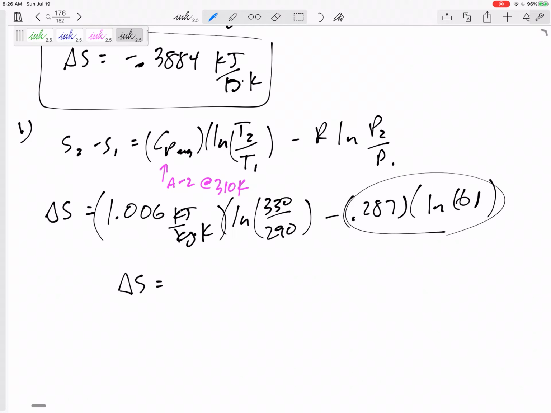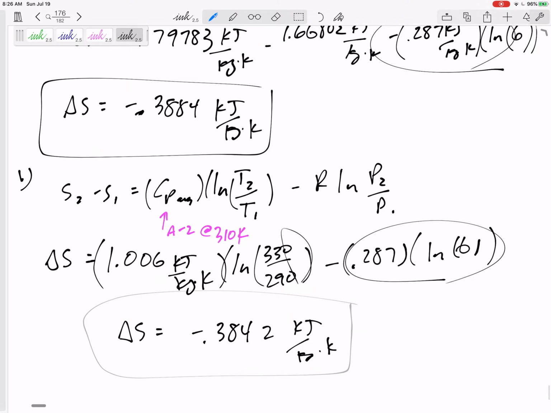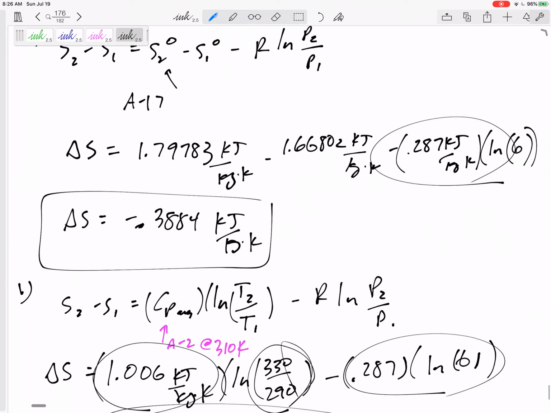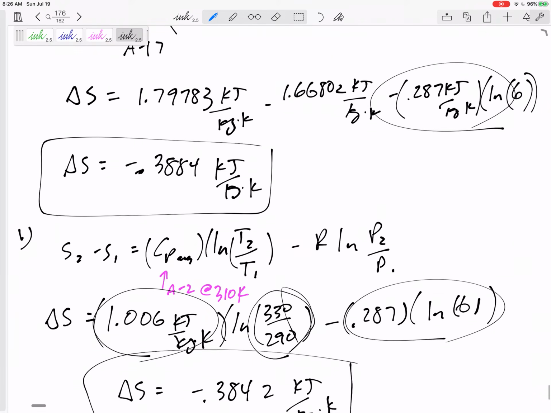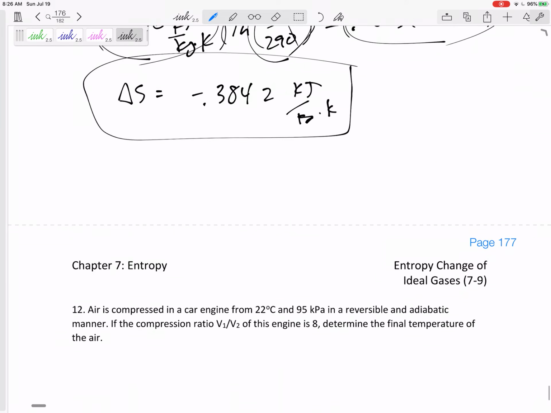Here we would get the delta S, negative 0.3842 kilojoule per kilogram K. So do you see how you get very similar answers, especially with just a small temperature difference? Then yeah, this Cp is probably a good estimation. Okay, so that was finding the entropy change of air two different ways. All right, let's go ahead and keep on going with the next problem.